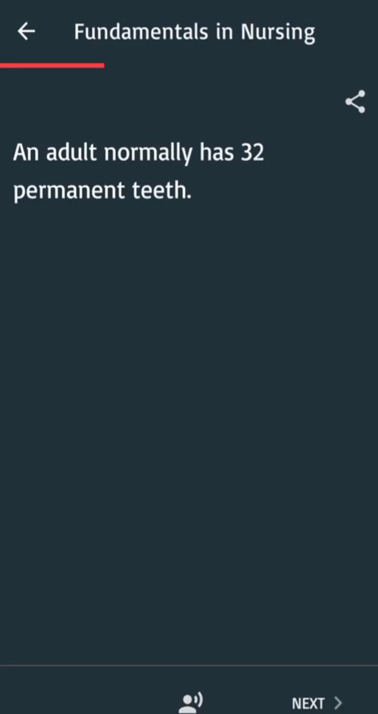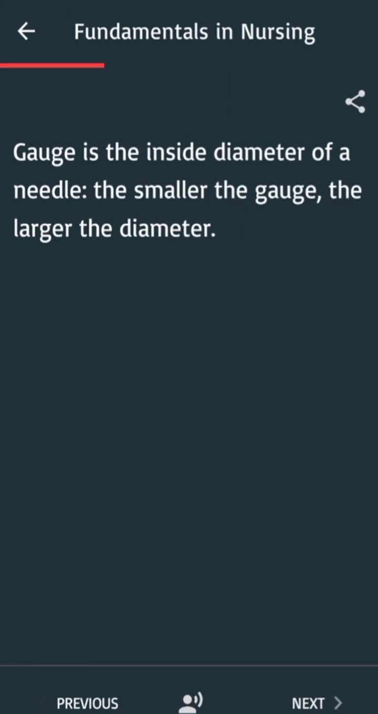An adult normally has 32 permanent teeth. Gauge is the inside diameter of a needle. The smaller the gauge, the larger the diameter.